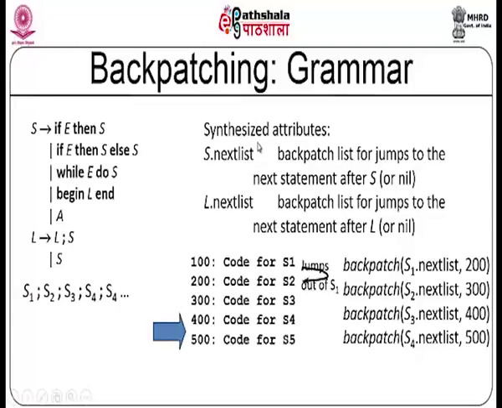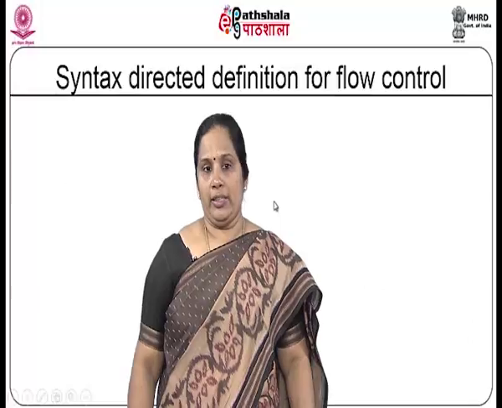Here I am going to have two attributes: S dot next list and L dot next list. Where we had the true list and false list as two attributes, now we are going to have also S dot next list and L dot next list, which is the backpatch list for jumps to the next statement after S. So, where will I jump? For example, if there is an if then else grammar, this S's next and this S's next should be combined as S dot next list. It could be a single component, but it could also be a list of statements which is going to be part of the next list function.